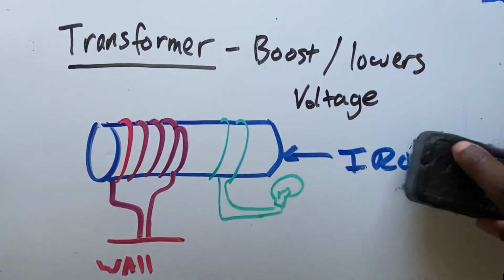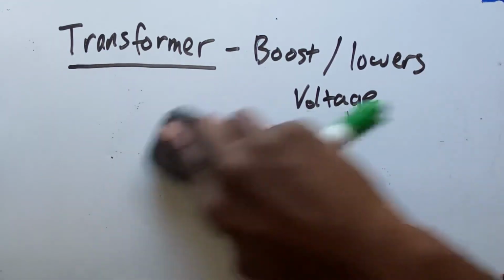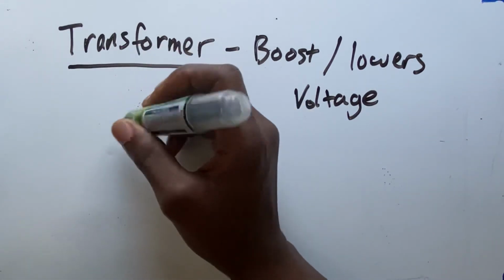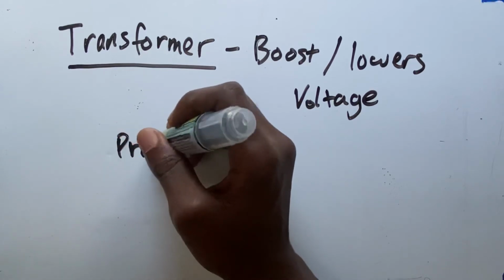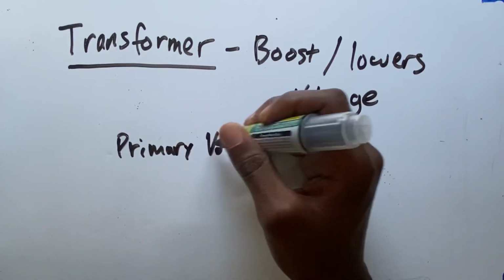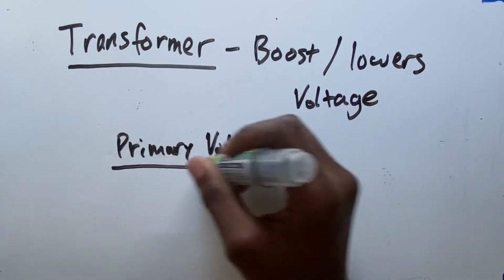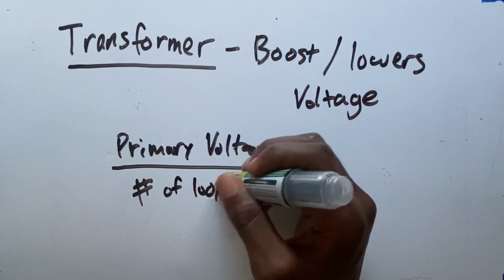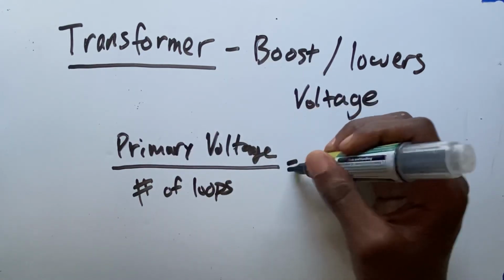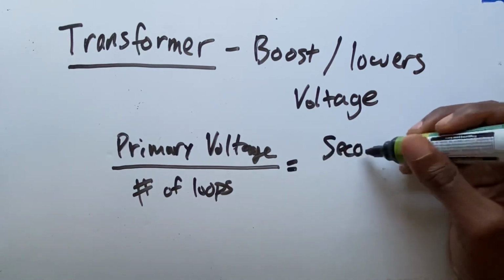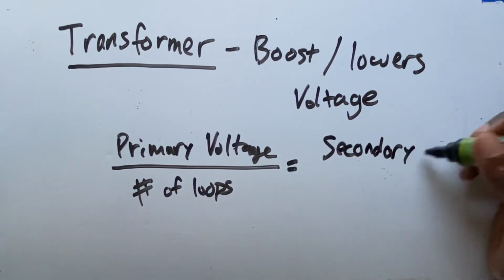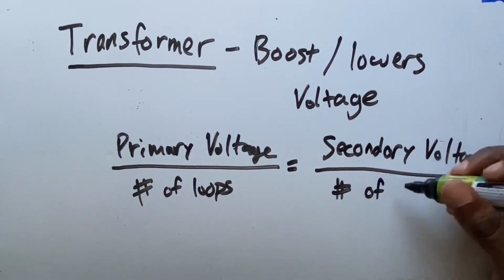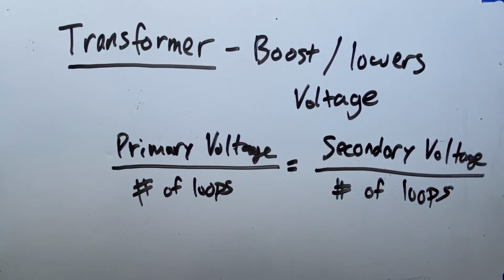And basically the equation for that is going to be, we have something called the primary voltage. Primary voltage divided by the number of loops for the primary voltage equals the secondary voltage divided by the number of loops that one has.